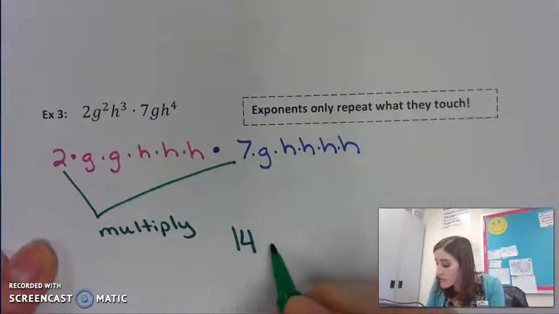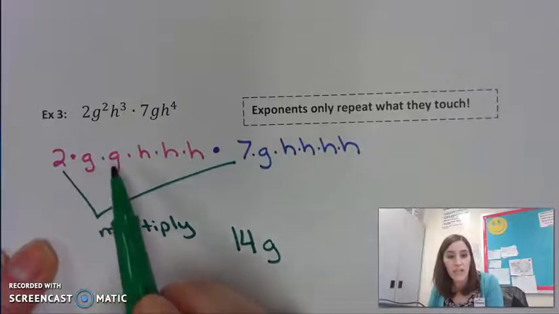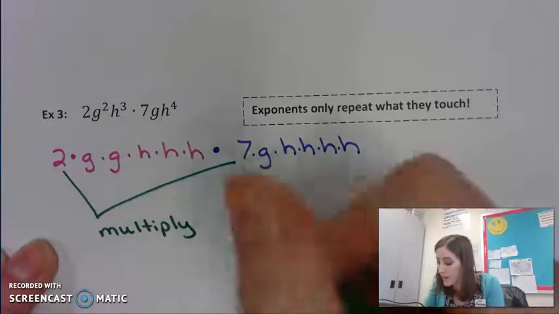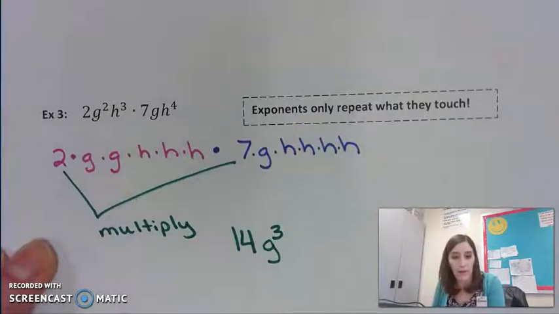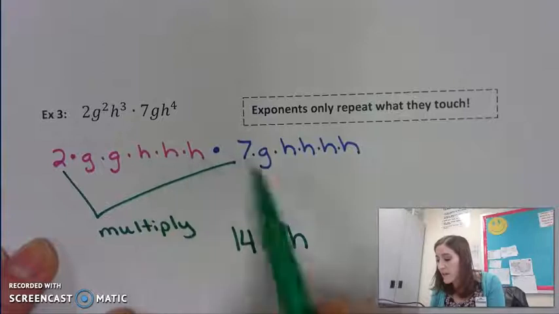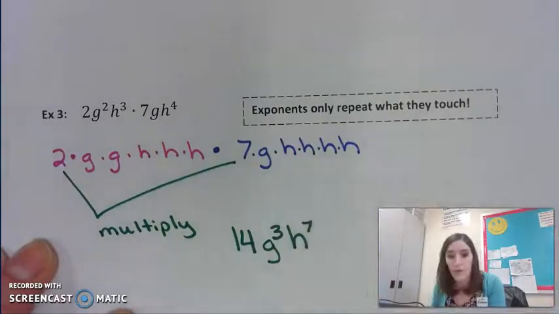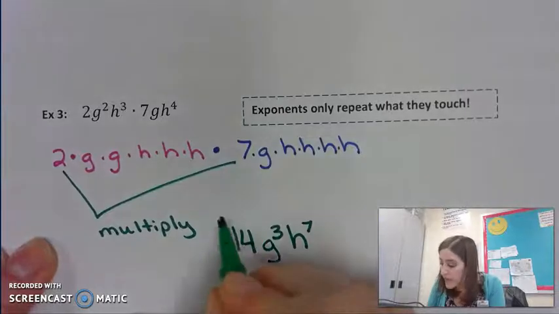Now I have the letter G, so I'm going to count up how many G's are being multiplied in this problem. I've got 2 right here and 1 right here, so that means g to the 3rd power. Now for my h's, I've got 3 here, and it looks like 4 here, so that gives me 7 total. So this is the simplified answer.